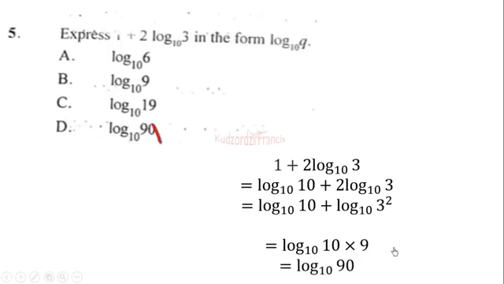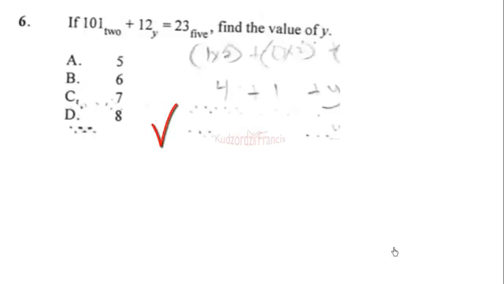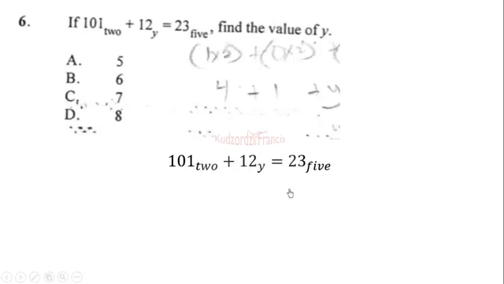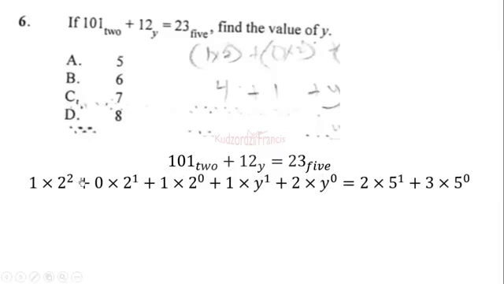Now let's look at number 6. If 101 base 2 plus 12 base y is equal to 23 base 5, find the value of y. So let's convert all of them to base 10. This is the equation given to us. To convert them to base 10, we multiply repeatedly by the base, and this is what you obtain.